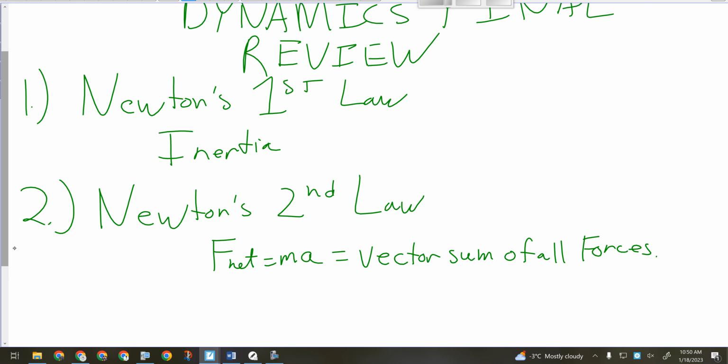There were a couple of places where there were key words in a question that we would have to look for and be aware of. Like a box is sliding down a plane at a constant velocity of 2.5 meters per second. What's the net force in that question? 0. Because it was traveling at a constant velocity. Didn't matter what that velocity is. It just mattered that it was constant. That meant a is 0. That means F net is 0. That means the vector sum of all forces is 0.